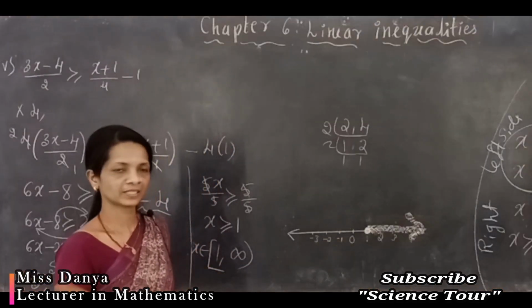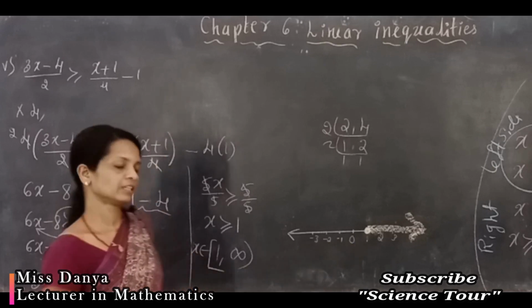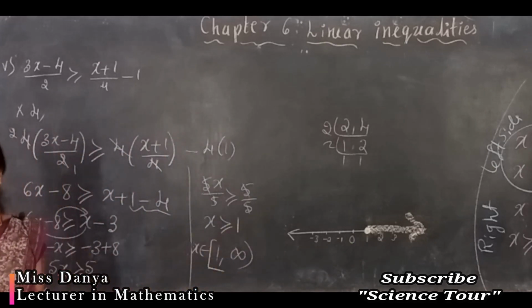So this represents what? This represents the solution of this on the number line.